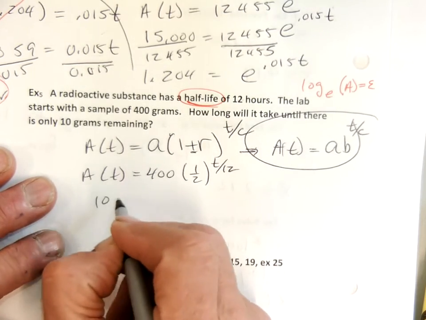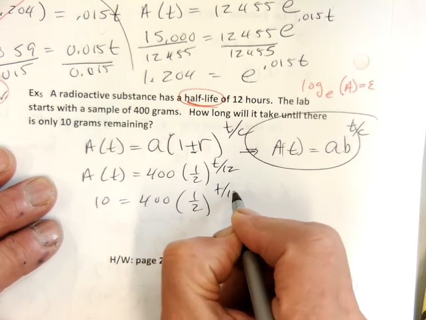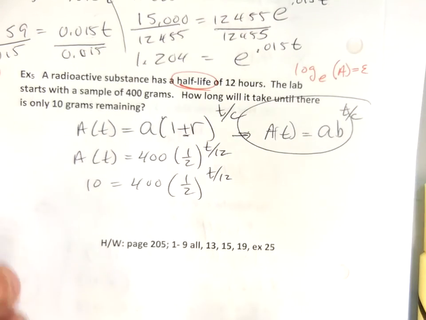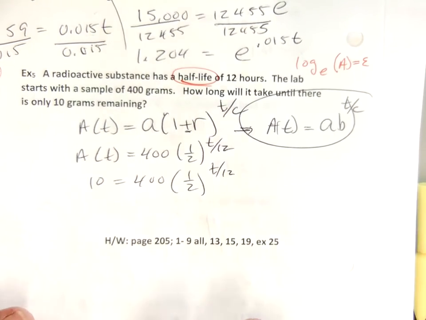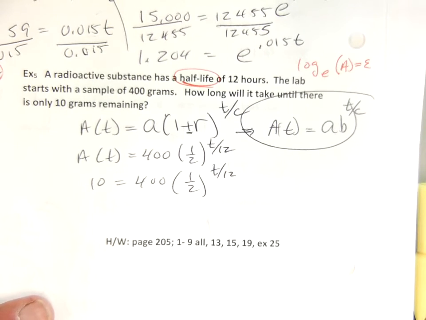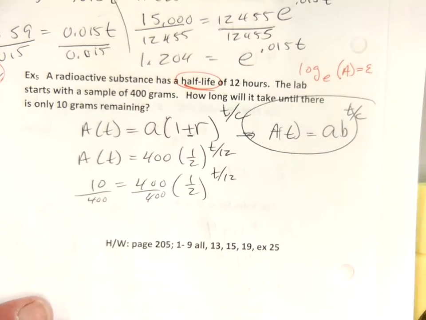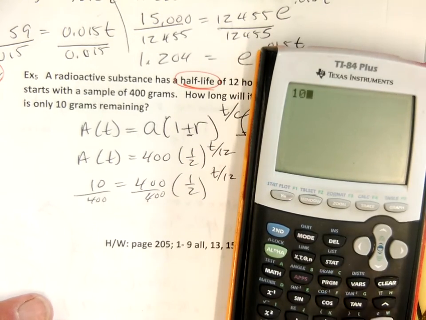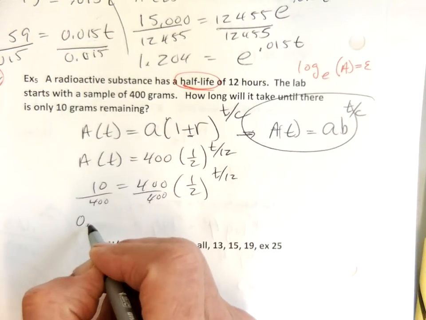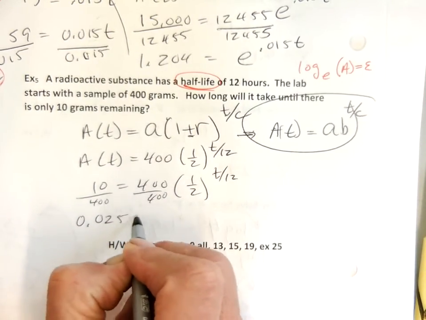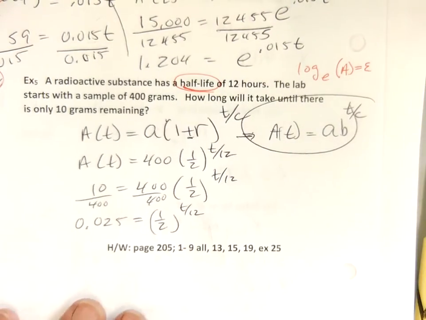And let's use that. 10 grams left, so we'll go 10 equals 400, 1/2 to the T over 12. And can we solve for T? Not yet. But we will, right? Divide by 400. Am I going too fast? Again, clear. 10 divided by 400. I'm going to put that into my calculator. Okay, 0.25 equals 1/2 to the T over 12.